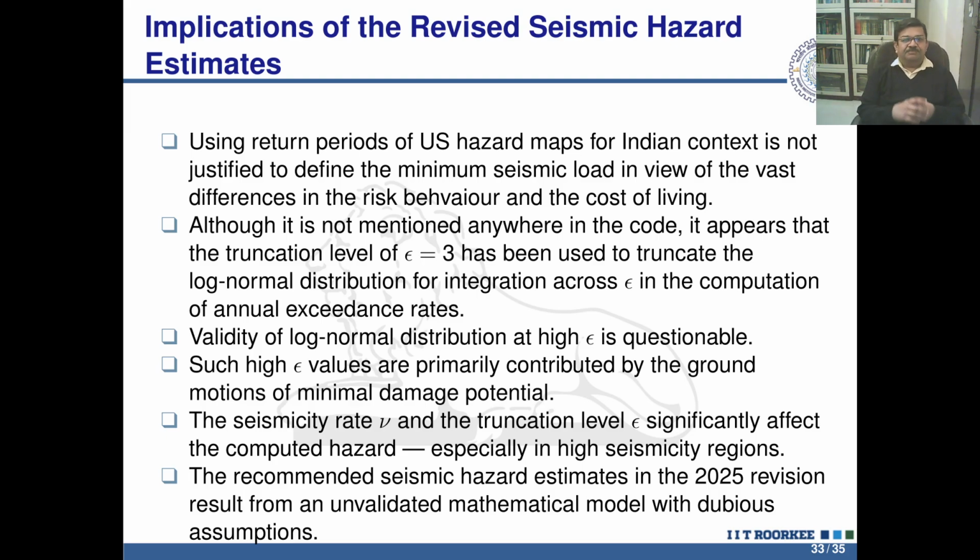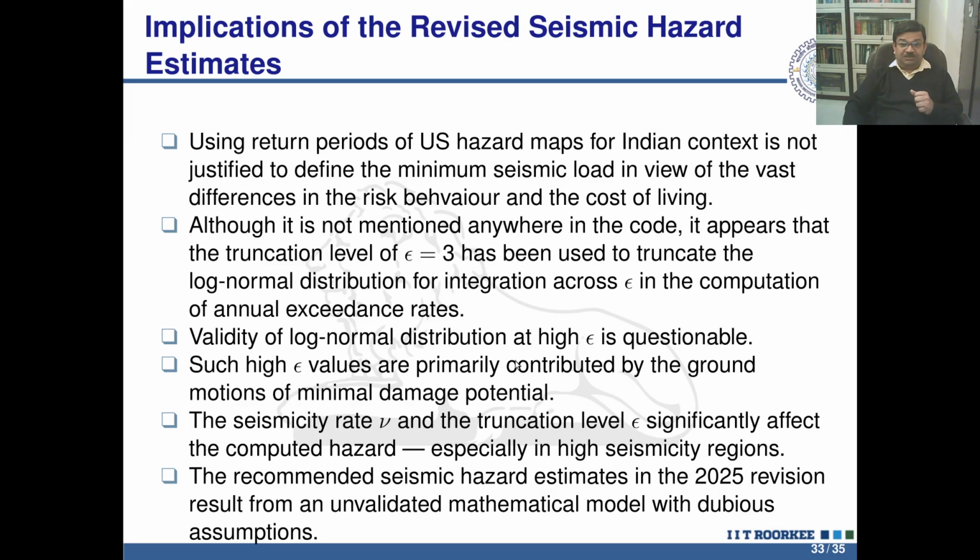cost of everything. Although it is not mentioned anywhere in the code, it appears that a truncation level of epsilon equal to 3 has been used to truncate the lognormal distribution for integration across epsilon in the computation of annual exceedance rates. So this is, I would say, concealing crucial information, because without this, the results are not repeatable. And this has been, I would say, the greatest disservice to the profession by the MAPS subcommittee of CED 39.